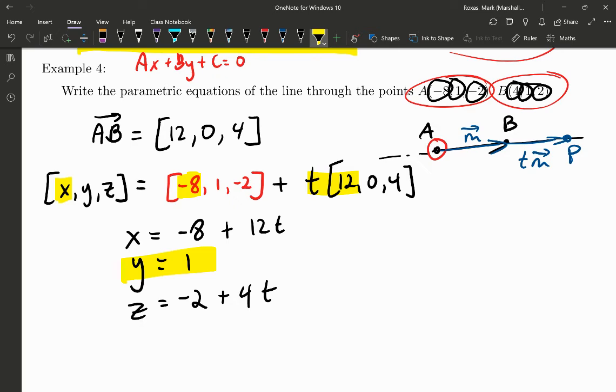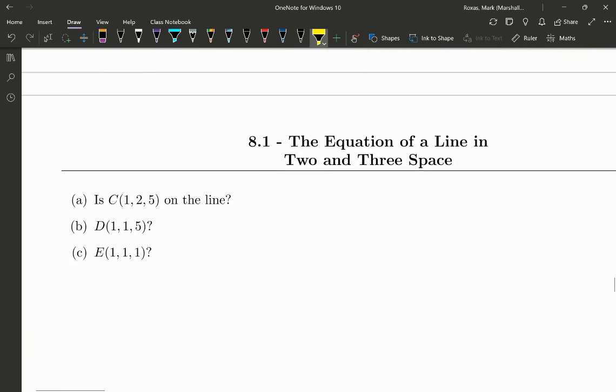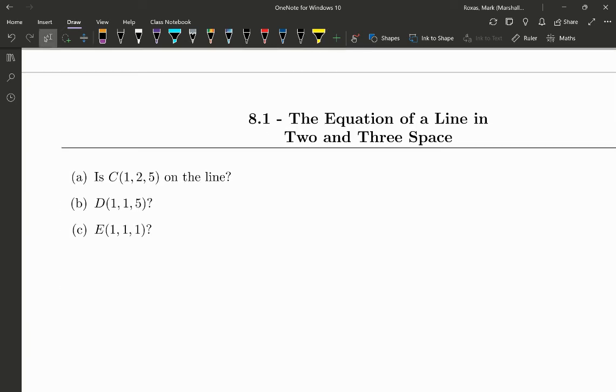All right. So, a follow-up question to this: is the point C (1, 2, 5) on the line? Well, first of all, if y is always supposed to be equal to 1, and then seeing a 2 here, well, no, this is not going to work. So no, because the y component for this point here is not equal to 1. It needs to be 1. What about for part B? Well, we do see a y component of 1, but is it on the line?